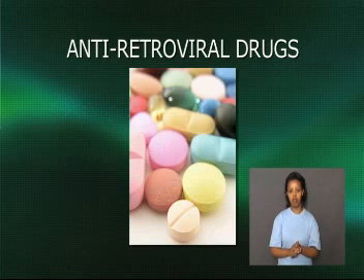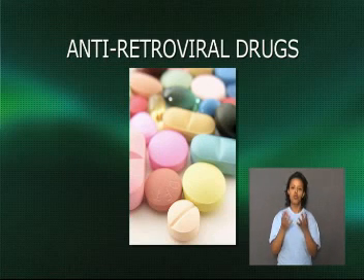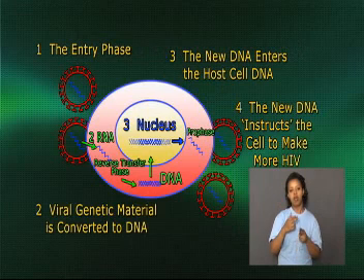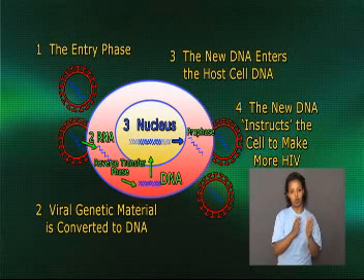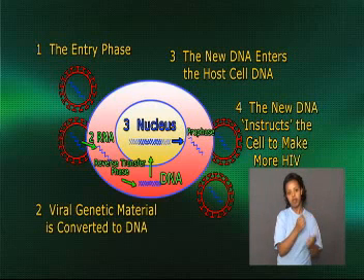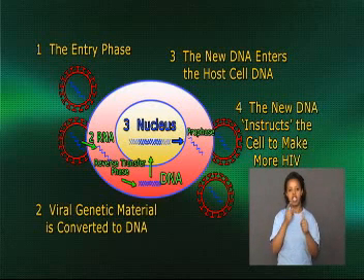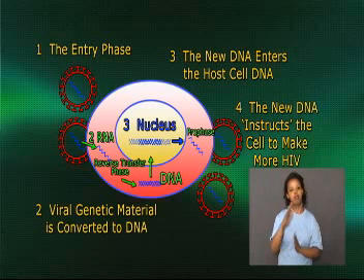Biologists have developed drugs called anti-retroviral drugs to combat the virus. HIV is a retrovirus. A retrovirus inserts its RNA into a host cell where it is reversed transcribed to DNA. This consists of 4 stages in its life cycle.